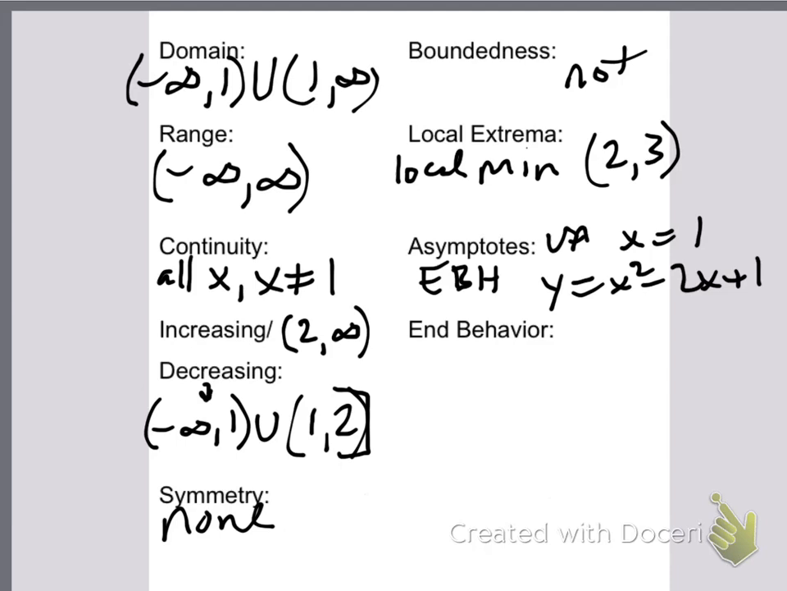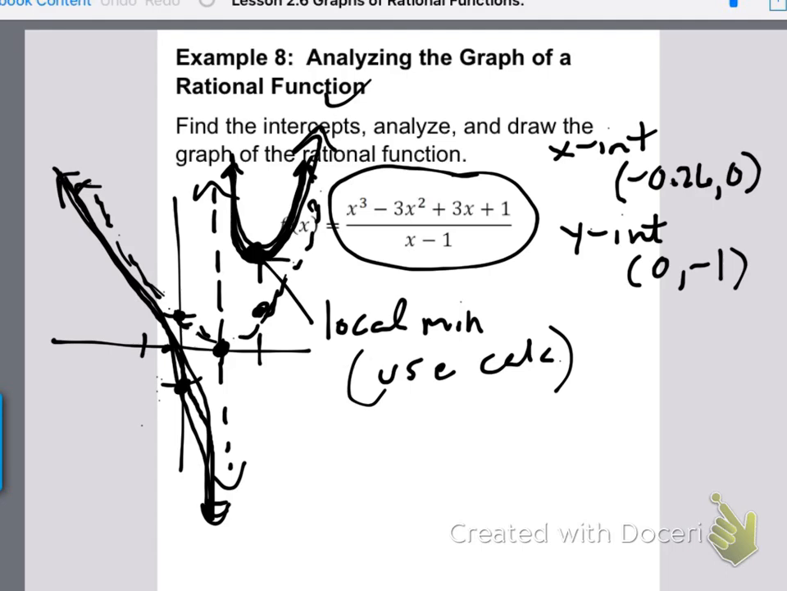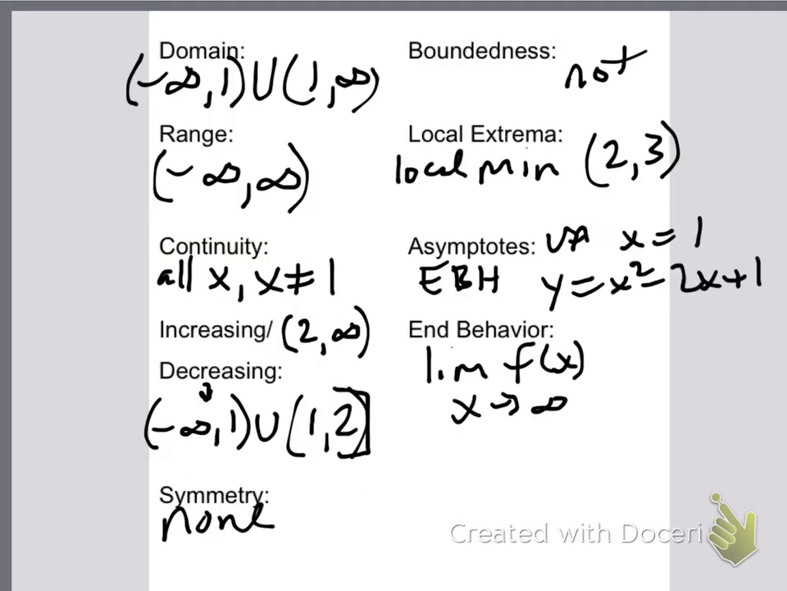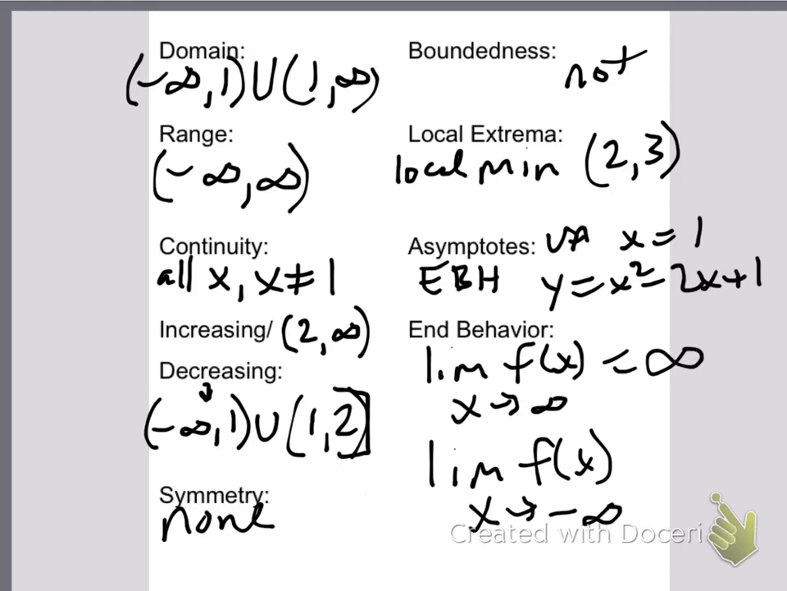We did the asymptotes. End behavior. So again, limit of f of x as x approaches infinity. So we're looking out there. Here's our graph. What is it approaching? It's approaching infinity. The graph is getting larger and larger and larger. So infinity.